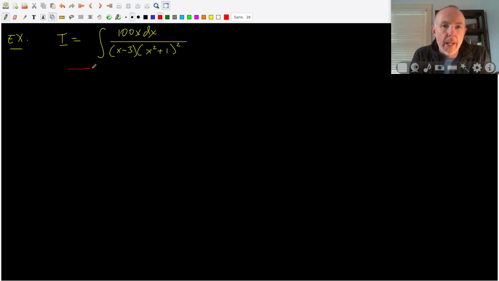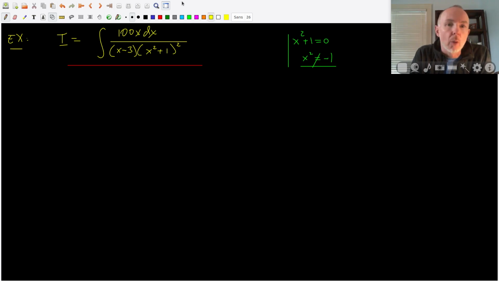Alrighty, here's another one. This time we've got an irreducible quadratic, x squared plus 1. You can always tell it's irreducible by just looking at the zeros. There is no real number x where the square of it is negative. So there are no solutions to this that are real numbers anyway. So we know that's irreducible, so we know we've got to use the rules that we've just discussed.